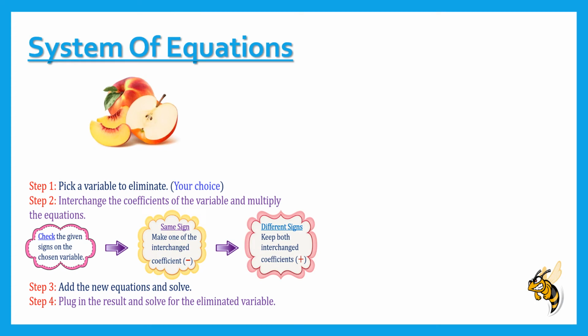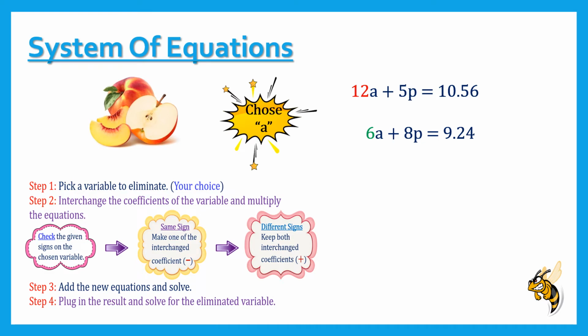Let's remind ourselves of the steps for using elimination. So I have 12a plus 5p equals 10.56 and 6a plus 8p equals 9.24. I'm going to choose to eliminate the a. So the only thing that matters to me right now is the coefficient of 12 and the coefficient of 6. And I notice that they're both the same sign, they're both positive. So therefore when I interchange, one on the outside needs to be negative.